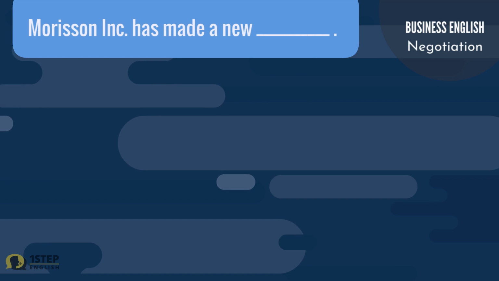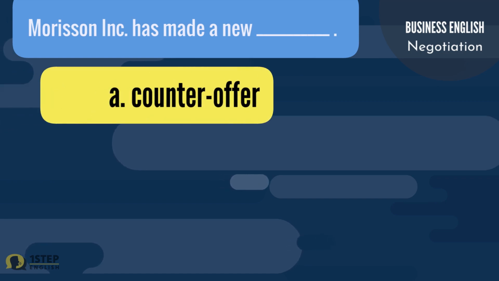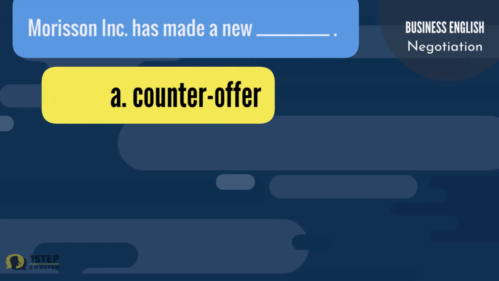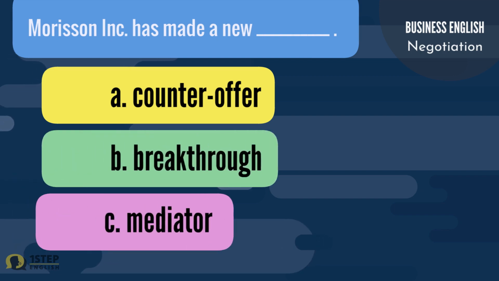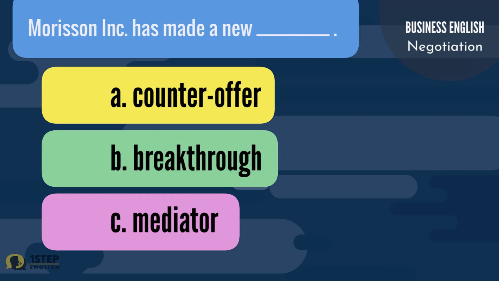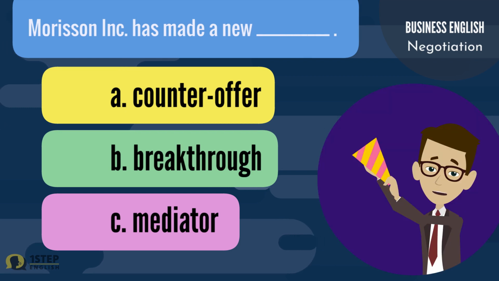Morrison Incorporated has made a new blank. Letter A, counteroffer. Letter B, breakthrough. Letter C, mediator. The correct answer is letter A, counteroffer. Morrison Incorporated has made a new counteroffer.